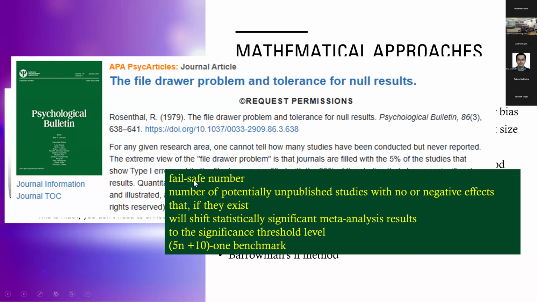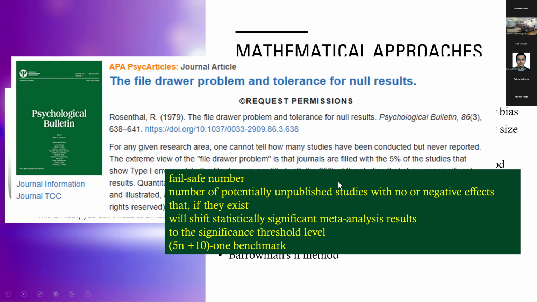So, what is the fail-safe number? The number of potentially unpublished studies with no or negative effect. Usually if the study is positive, you can get it published, but if the study shows that A is equal to B or B is better than A, then nobody will publish that. If those kinds of unpublished studies exist, they will shift a meta-analysis from significant to non-significant.